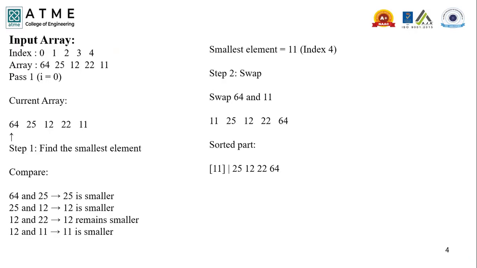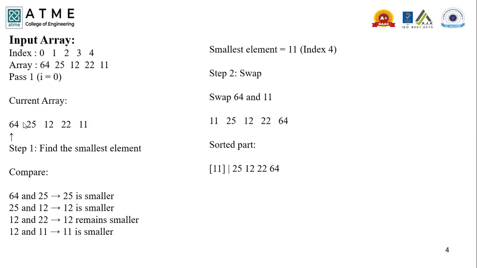Let's see a simple example with one phase of sorting. This is the given input array, and this is the index. We have the elements 64, 25, 12, 22, and 11. In the first pass, we consider 64 as the sorted array and the remaining 4 elements as the unsorted array. Now we compare 64 with each of the elements to find out whether there are any elements smaller than 64.